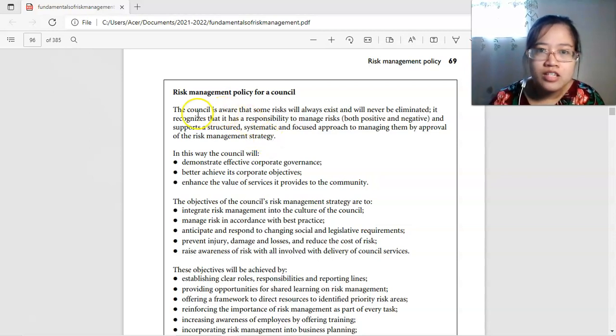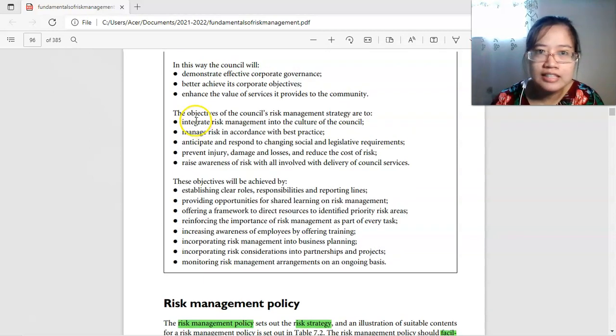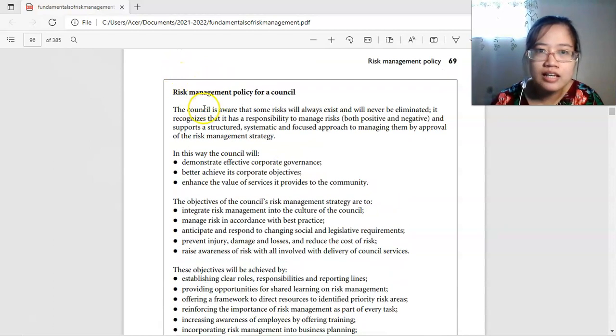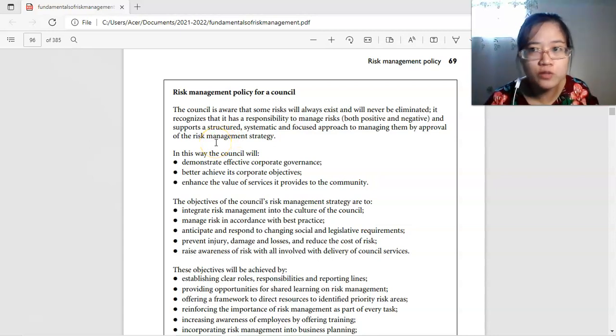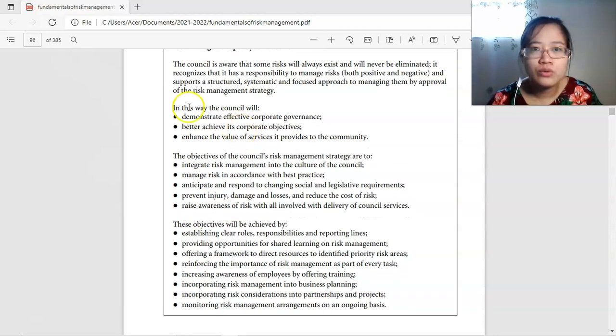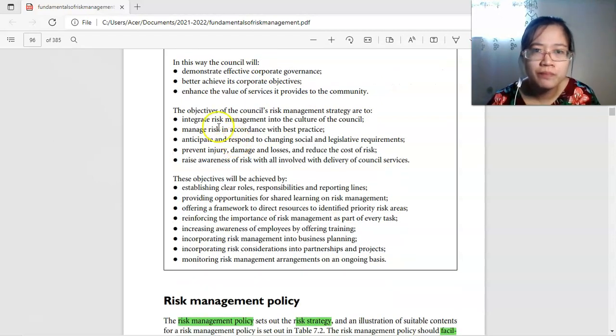Okay? So, ayun. You want to read this? Okay, let's read this. Council is aware that some risk will always exist, especially hazard risk, and will never be eliminated. It recognizes that it has a responsibility to manage risk, both positive and negative, and supports a structured, systematic, and focused approach to managing them by approval of the risk management strategy. Okay? So, because of that, yung council, they must demonstrate effective corporate governance, better achieve its corporate objectives, enhance the value of services it provides to the community. Okay? Kumbaga ito yung goals then and objectives.